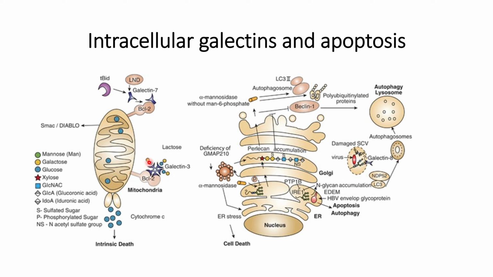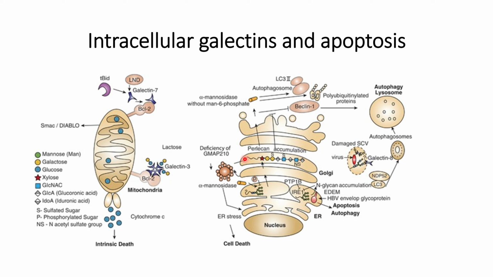The interaction and the formation of this complex will trigger the movement of cytochrome C into the cytosol of the cells. When the cytochrome C is in the cytosol, it further triggers the downstream signals, and that will lead to the intrinsic apoptosis, or intrinsic death of the cells. So this is how the intrinsic apoptosis works.